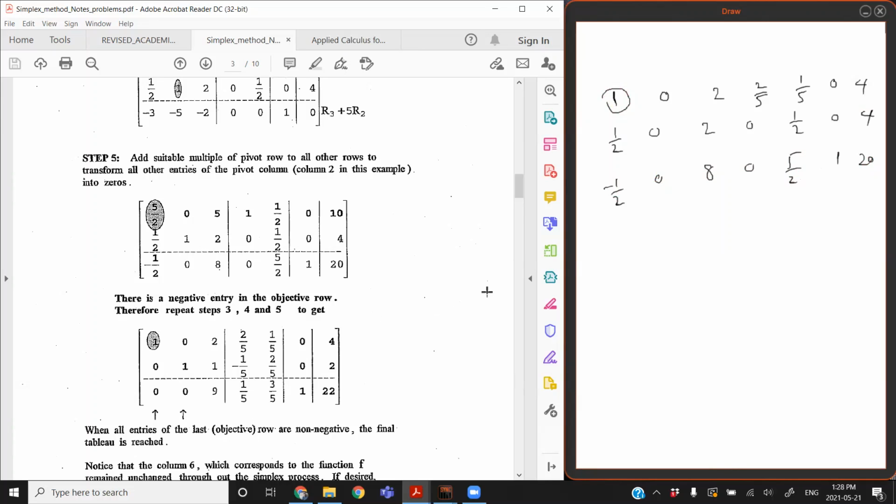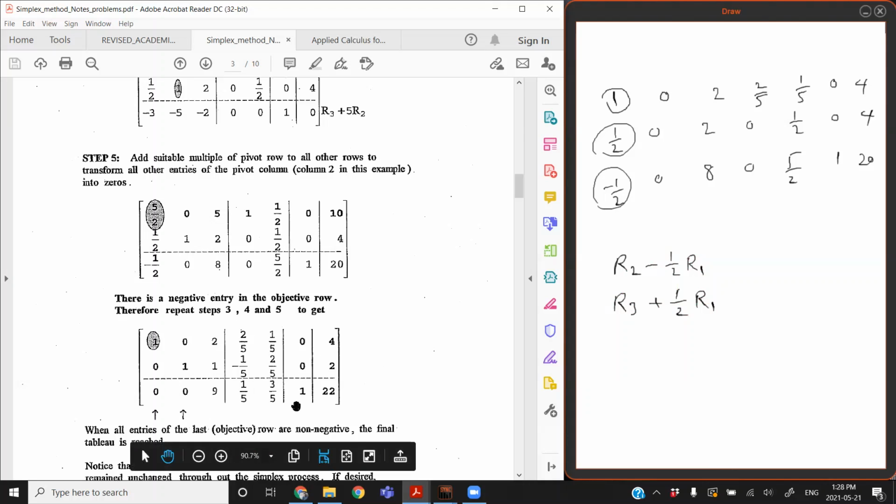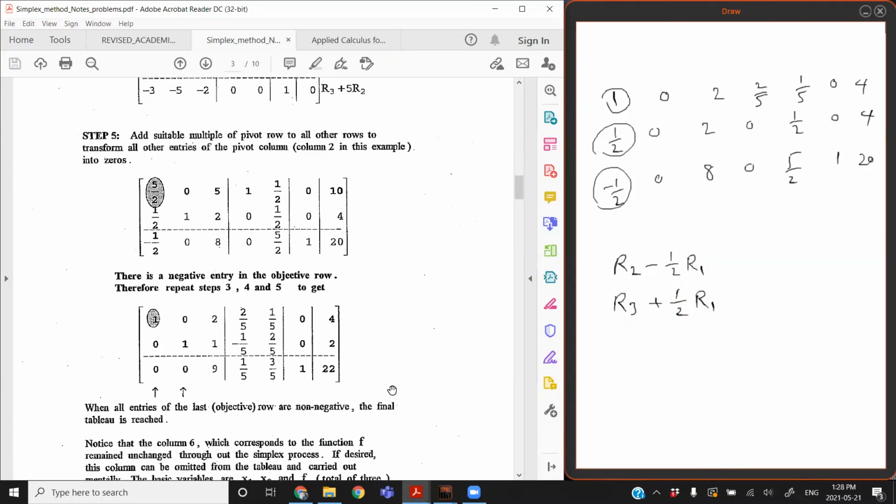Now, what is the next step? To introduce zeros here and here. And for that, you need to do row 2 minus half of row 1, and you need to do row 3 plus half of row 1. And if you do these operations, you're going to get this. Make sense? Any questions so far? Okay.